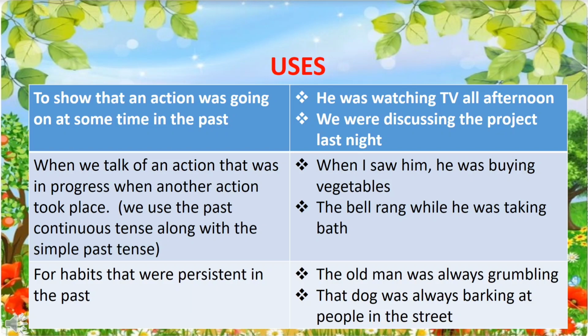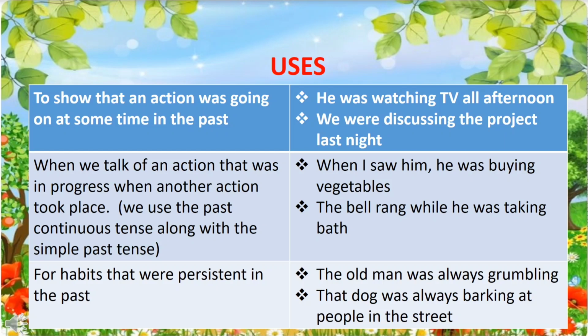Similarly, we use past continuous tense when we talk of an action that was in progress when another action took place. There are two actions mentioned here. So we use the past continuous tense along with the simple past tense. See, from the example it can be understood where we have to use simple past tense, where we have to use past continuous tense. For example, when I saw him, he was buying vegetables. Here, in the first case, we have used simple past tense, when I saw him.